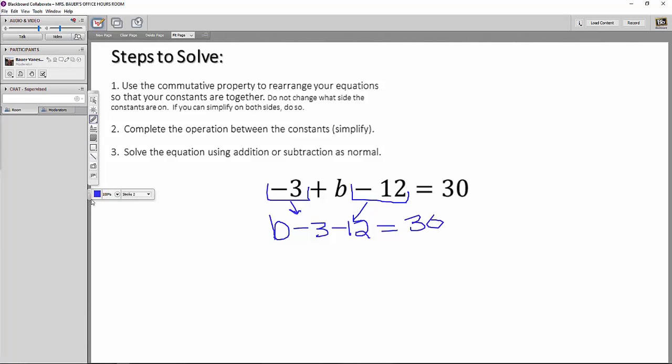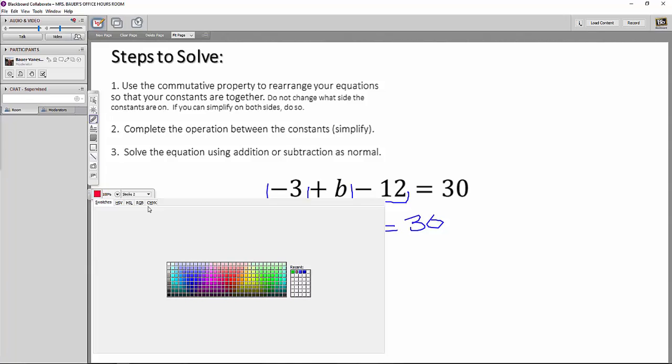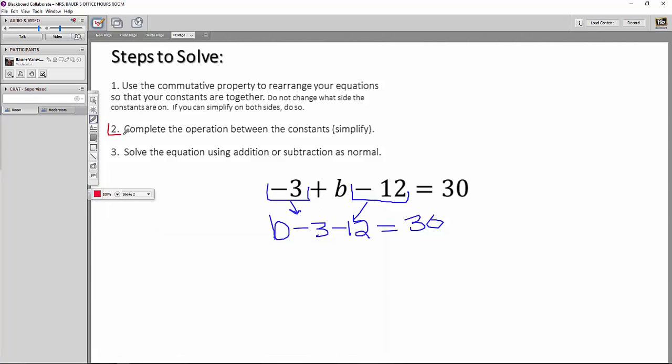All right? Step 2. Now we're going to complete the operation between the constants. -3 minus 12, type that into the calculator, you're going to get -15. That negative is the operation we're going to use in the equation. So we're going to get b minus 15 equals 30.